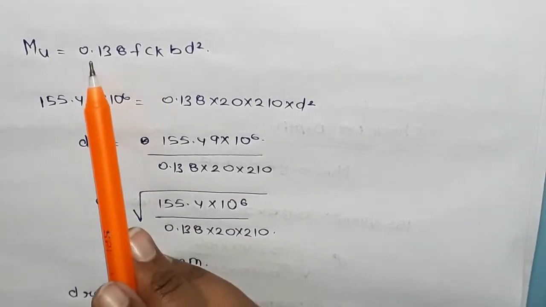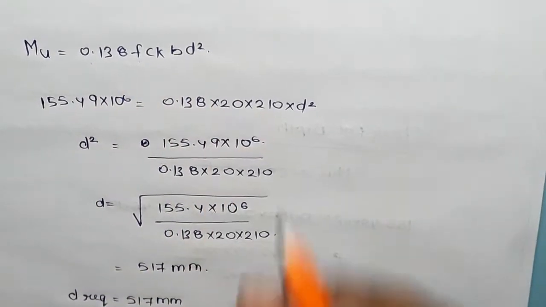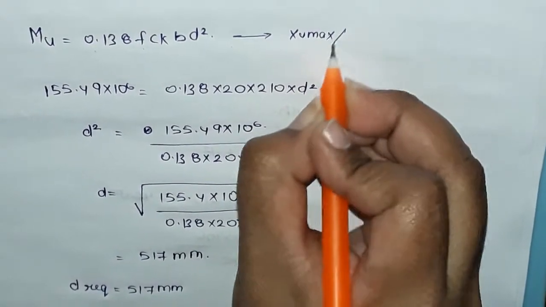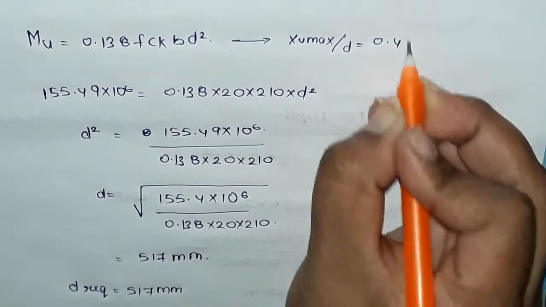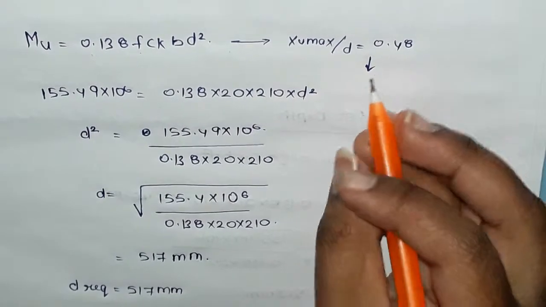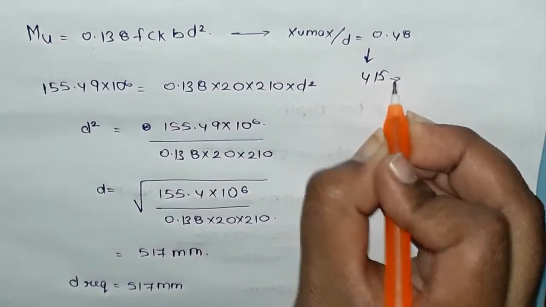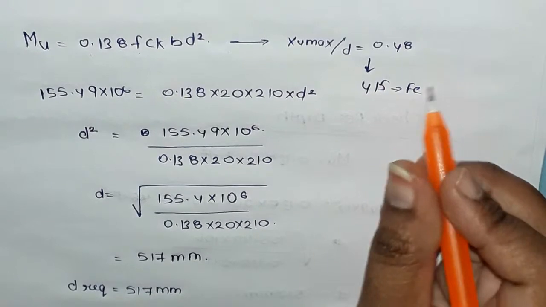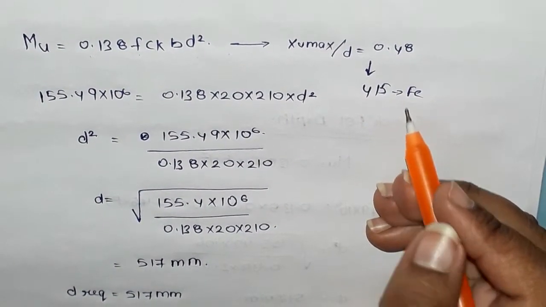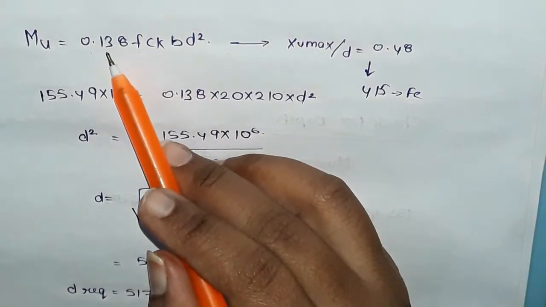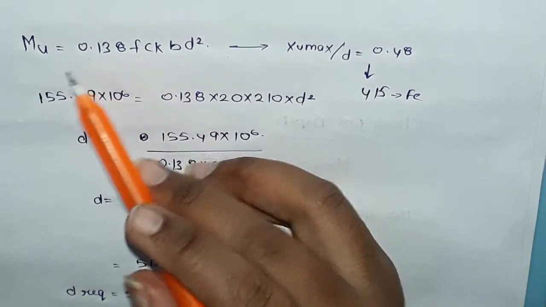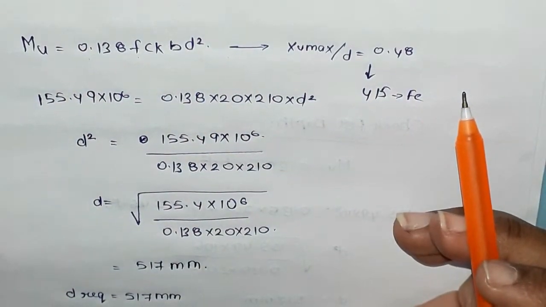And we are going to get the value as 0.138 using Xu max by d equal to 0.48, and this is the maximum value of the maximum neutral axis depth for Fe415 steel. Already in the question we were given that the grade of steel is Fe415. So based on this value we are going to calculate, and in the previous classes also I have defined the values for different grades of steel.